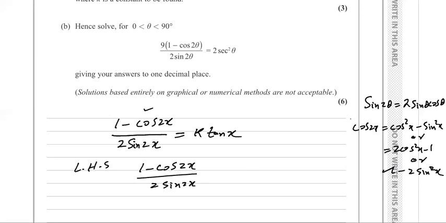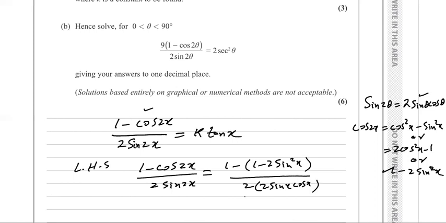The reason is I have to make tangent, and in tangent obviously I need sine in the numerator. So that's why I will use this formula. So in place of cos 2x, I will write 1 minus (1 minus 2 sine square x) over 2 sine 2x. In place of sine 2x I will write 2 sine x cos x. Okay, now we have to simplify it.